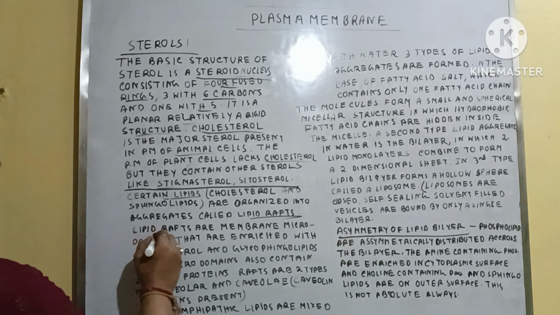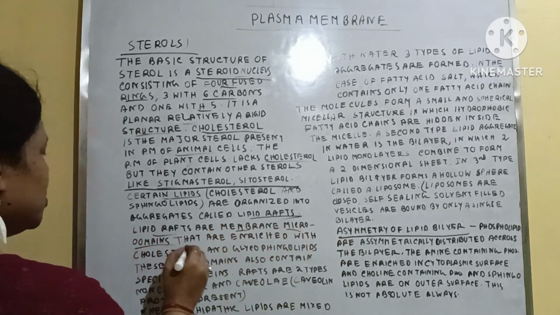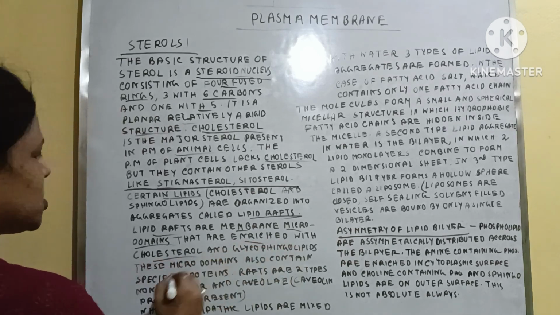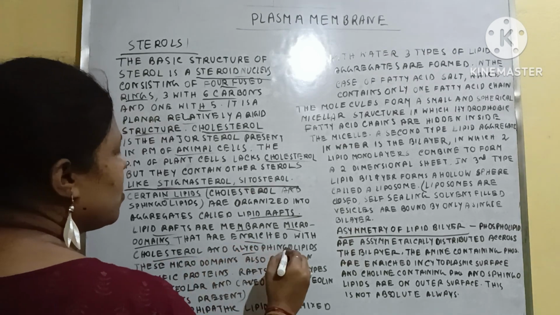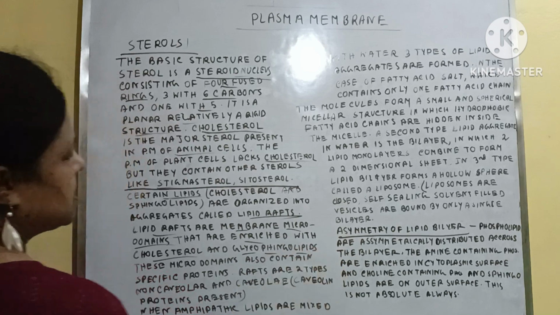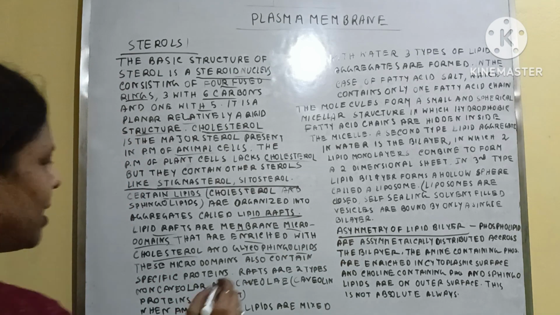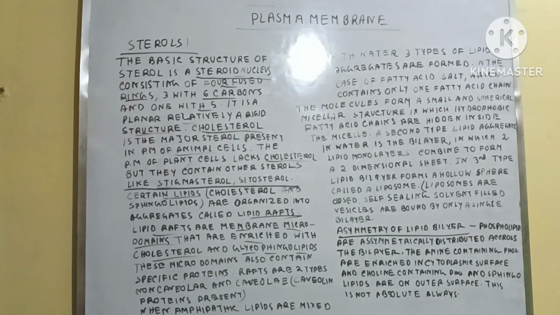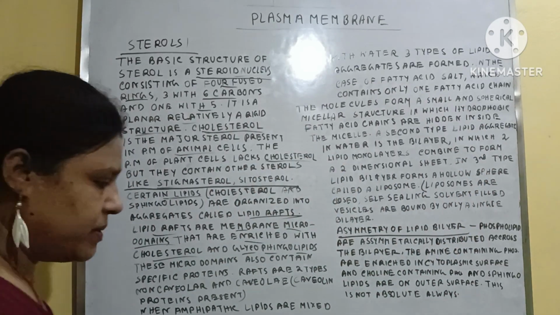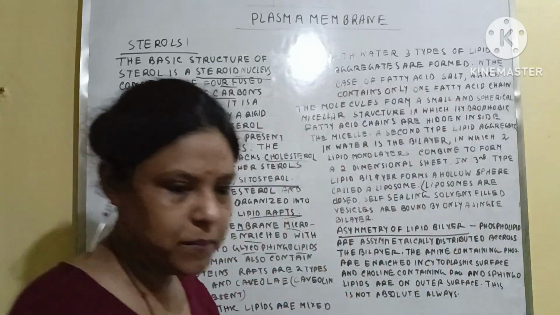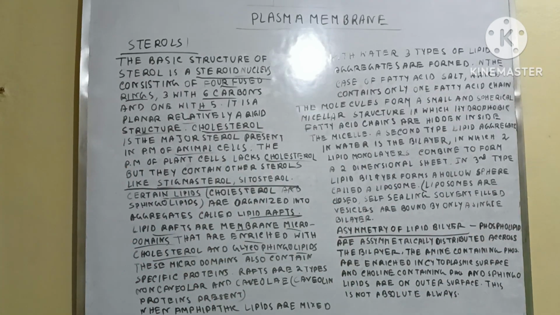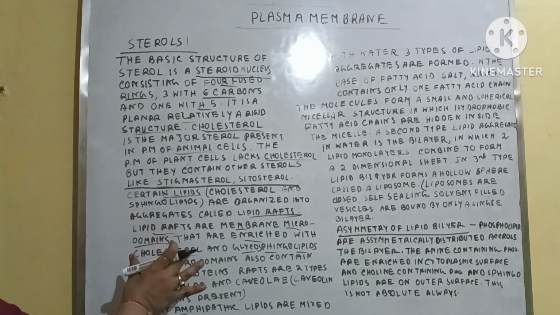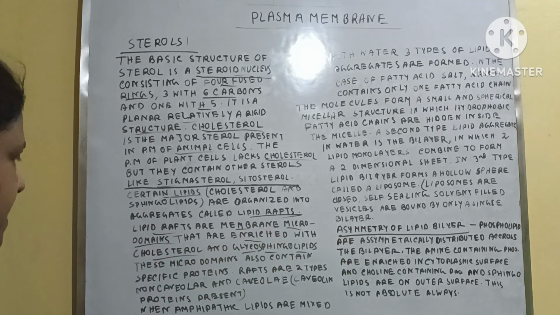These rafts are the membrane microdomains that are enriched with cholesterol and glycosphingolipids. So the cholesterol and the glycosphingolipids.